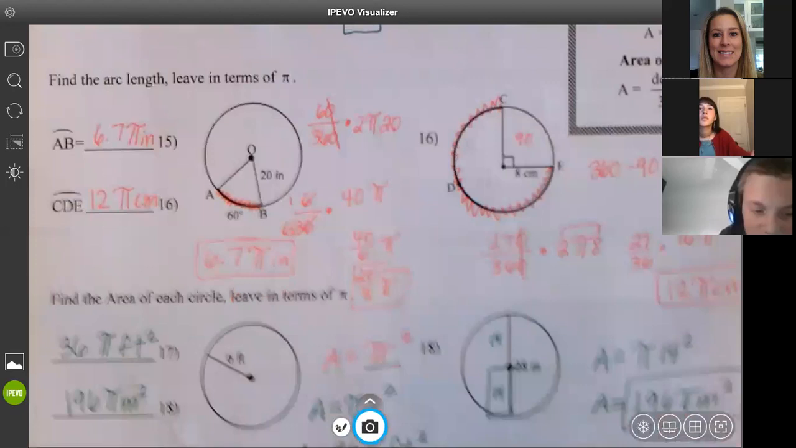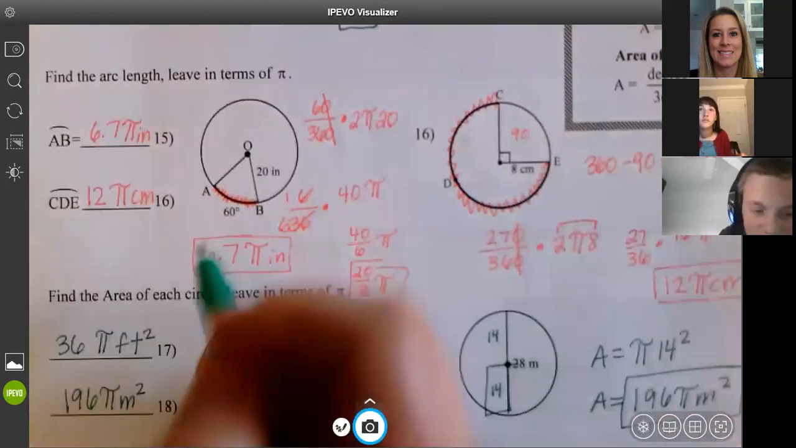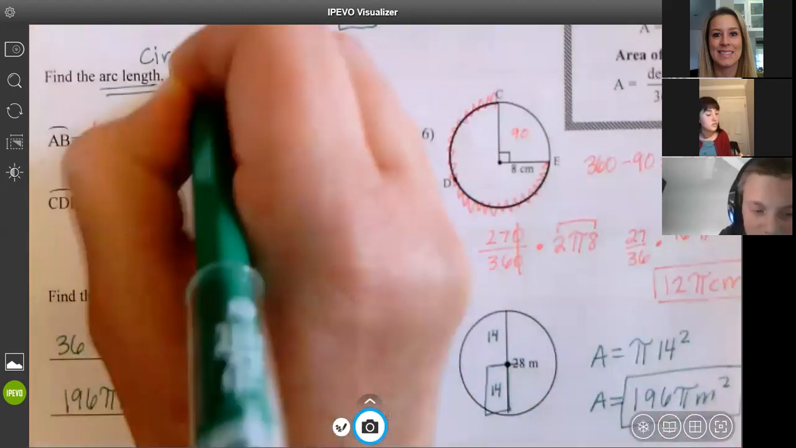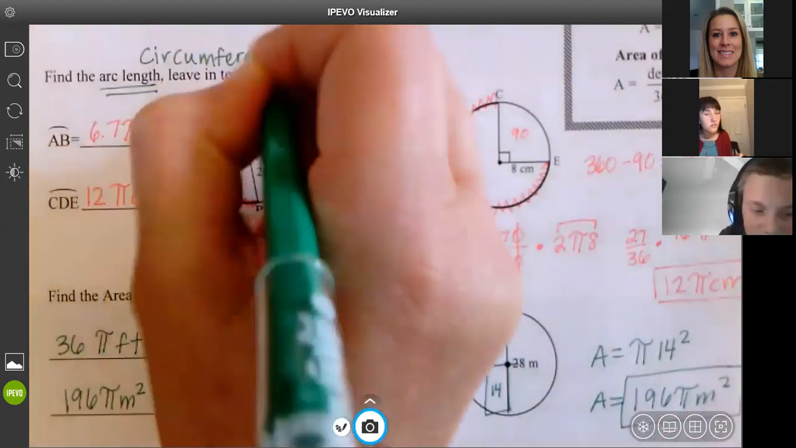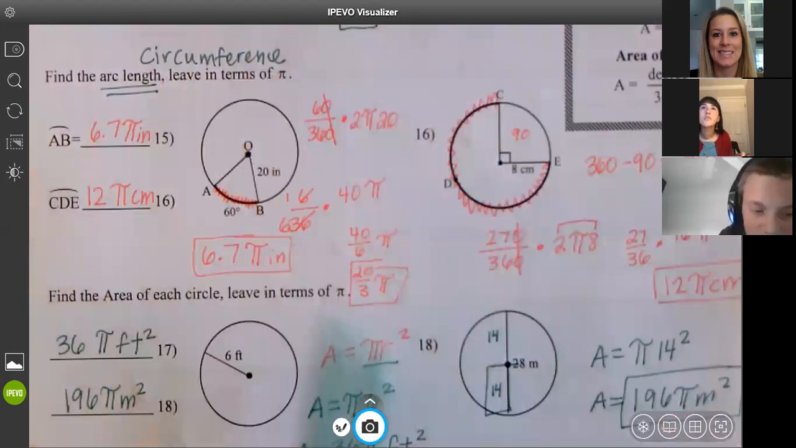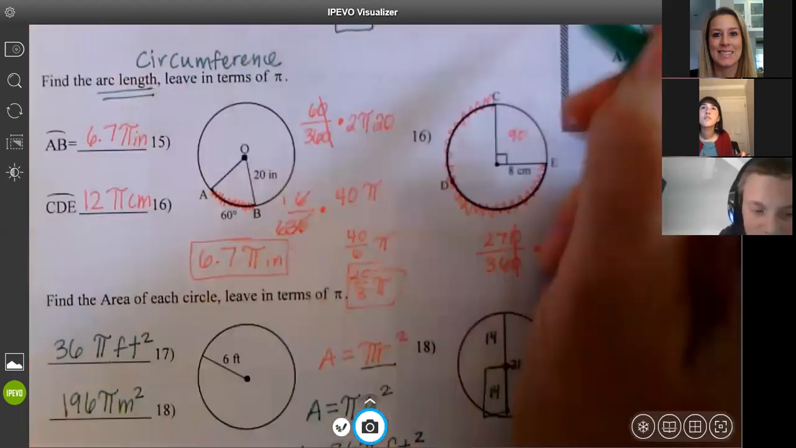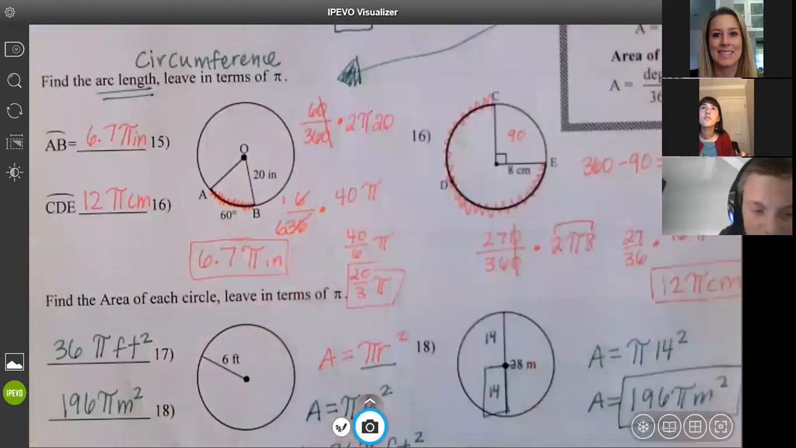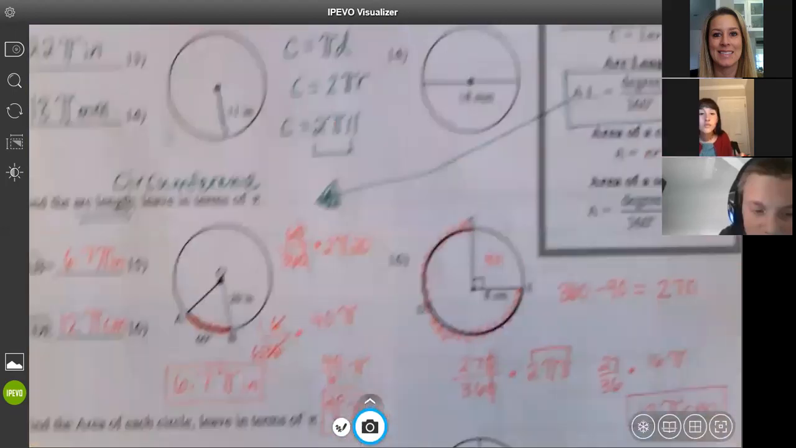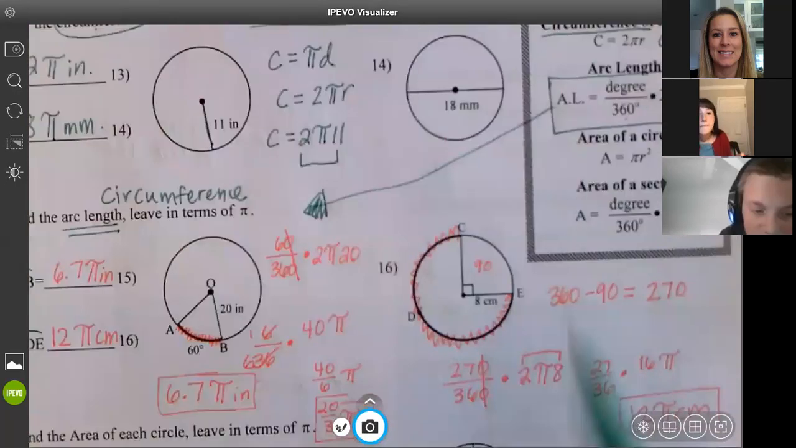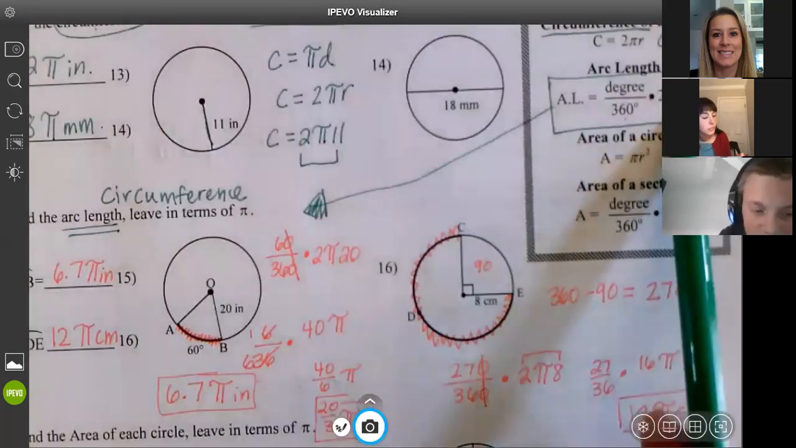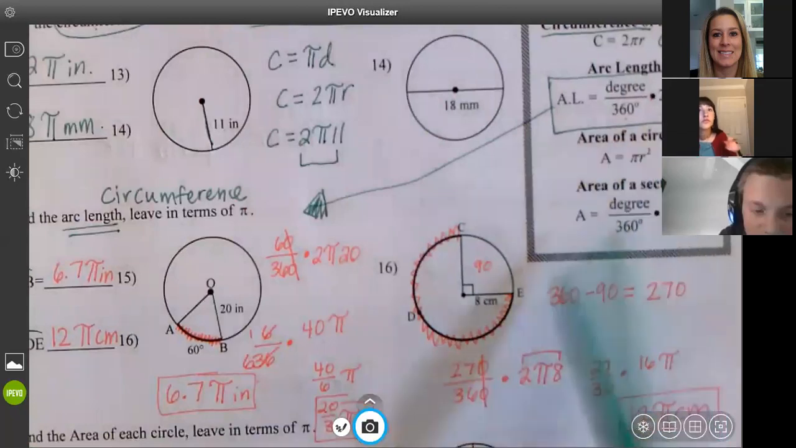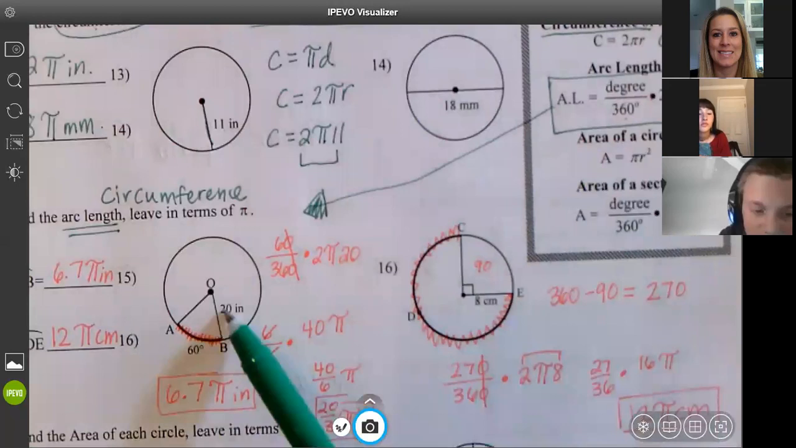These ones are talking about arc length. When we're talking about arc length, we're still talking about circumference. So that's why we're using that formula for arc length. You're doing degree over 360 times 2 pi r, or pi times diameter, whatever you've been given. In this case we have radius, so that's why we're using r.